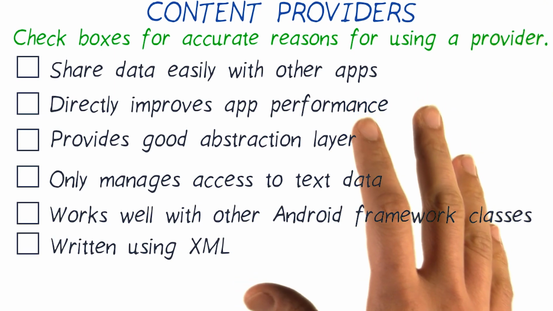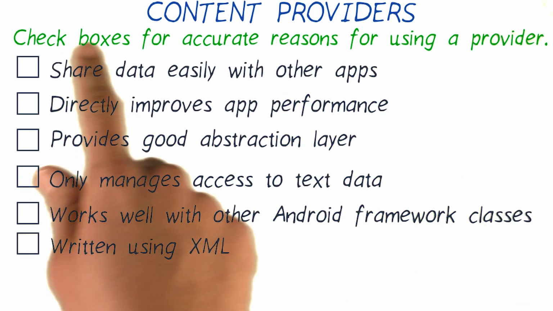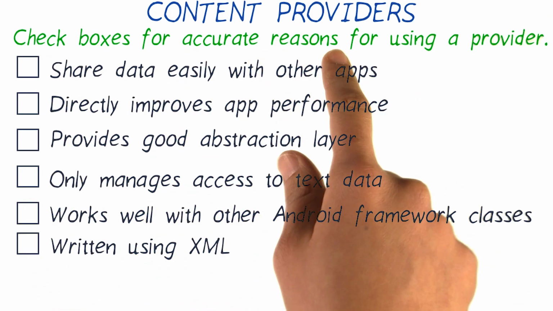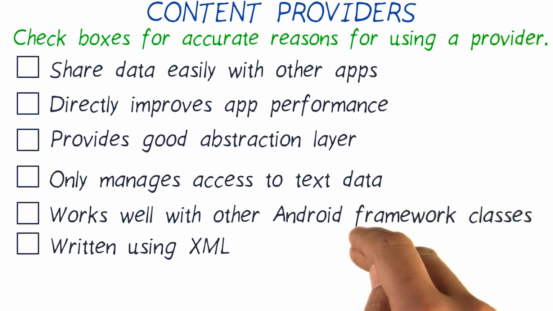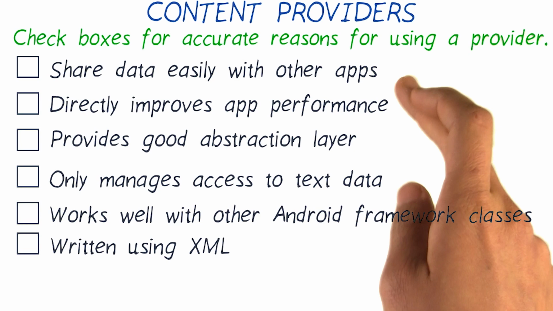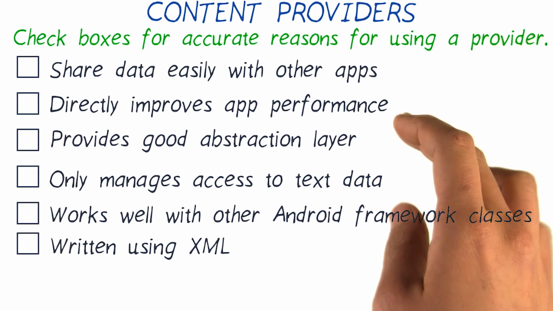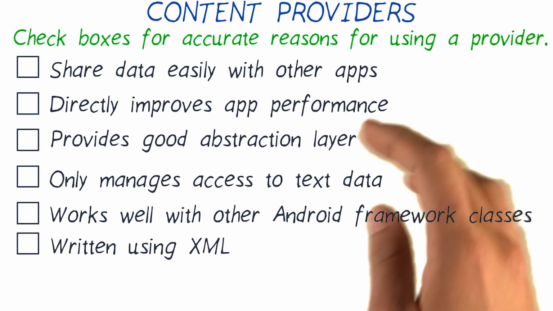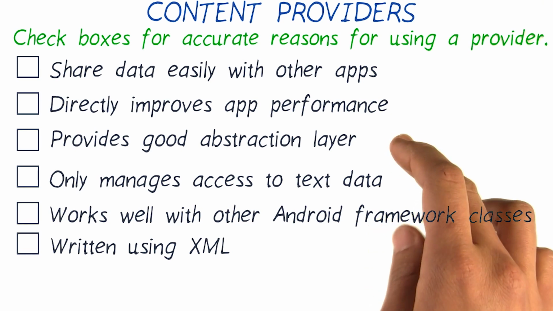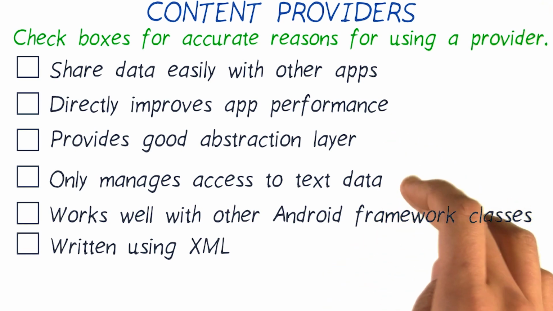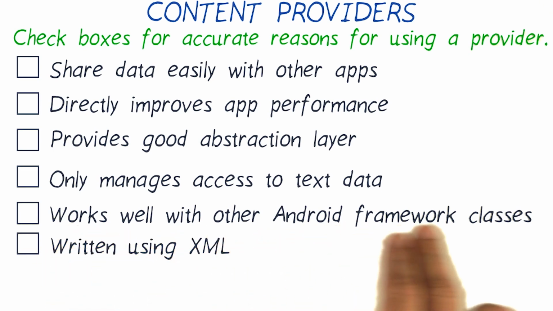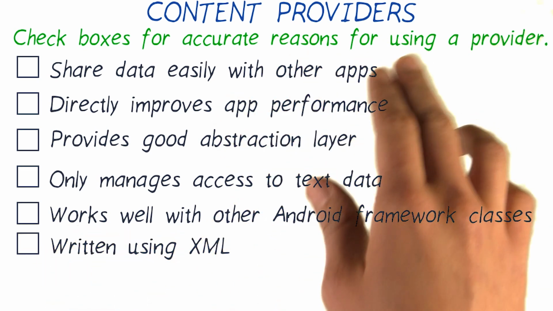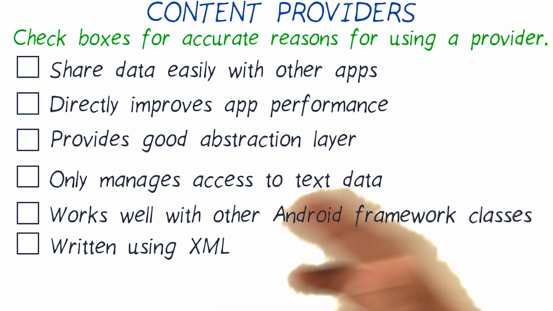So for this exercise, I'd like you to go ahead and check the boxes for the accurate reasons of using a content provider. I've listed 6 here. So do they help share data more easily with other apps? Do they directly improve an app's performance? Perhaps they provide a good abstraction layer? Or maybe they only manage access to text data. Maybe they also work well with other Android framework classes. Or maybe content providers are only written in XML, and that might be good for us.